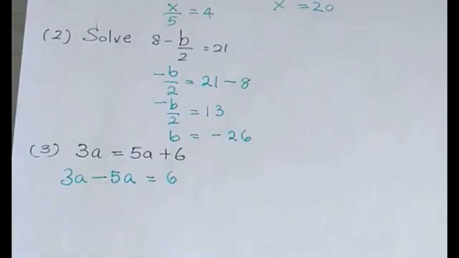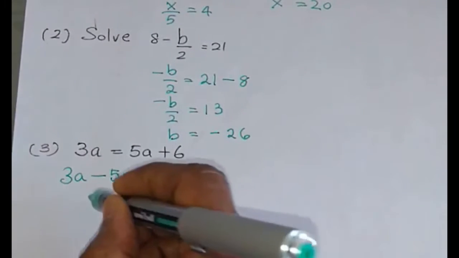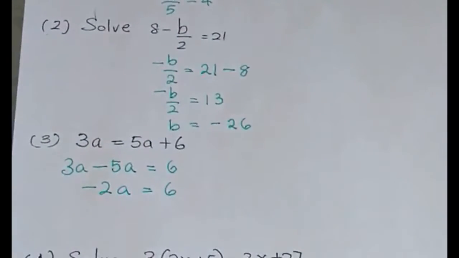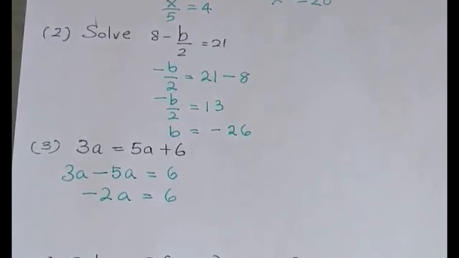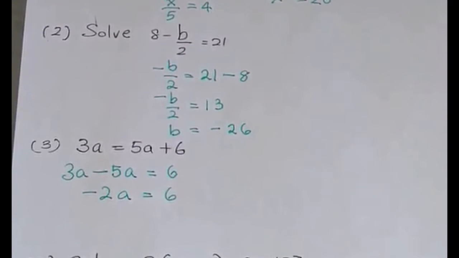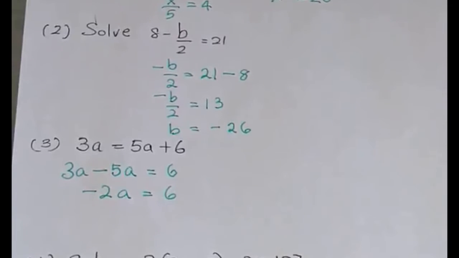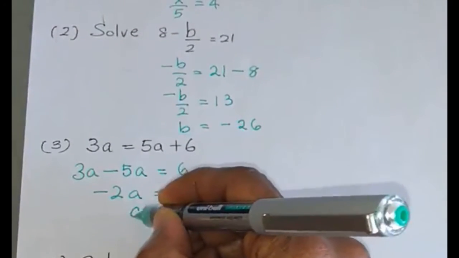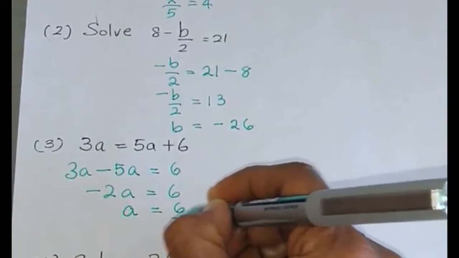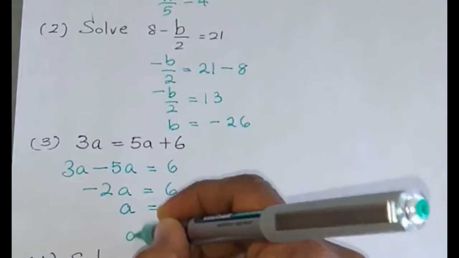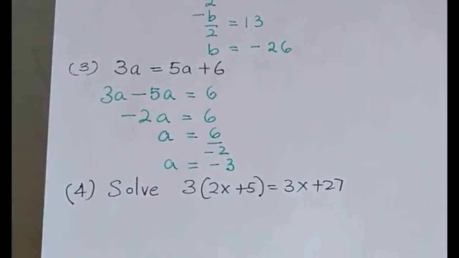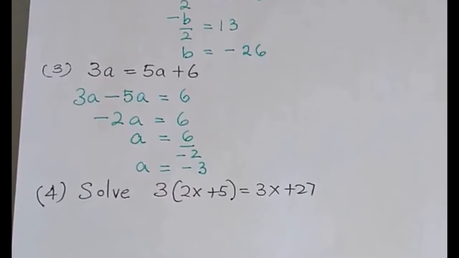Now, 3a minus 5a is going to give me negative 2a equals 6. Now, 2 is being multiplied on the left side. So I'm isolating a. When I move negative 2 to the other side, it's going to be division. So I'm going to divide 6 by negative 2. So the answer would be negative 3. Let's move on to the next question.